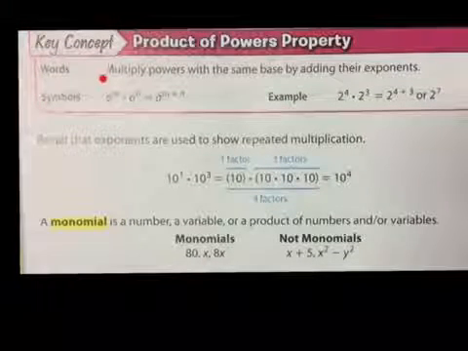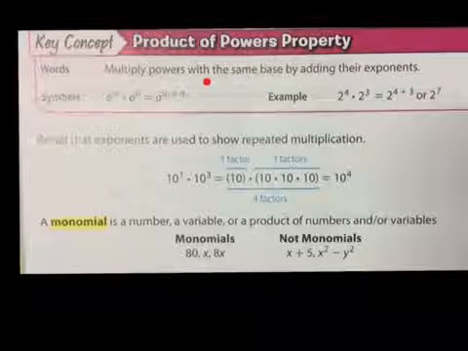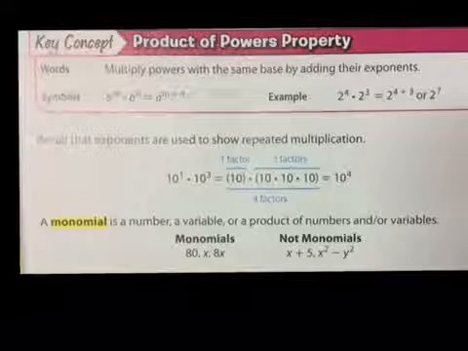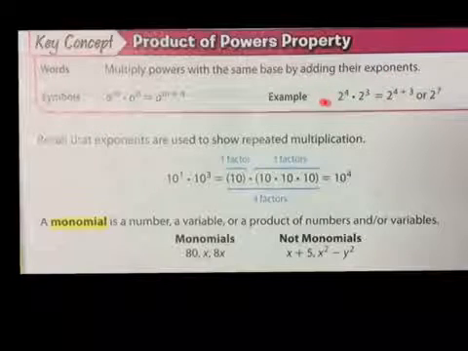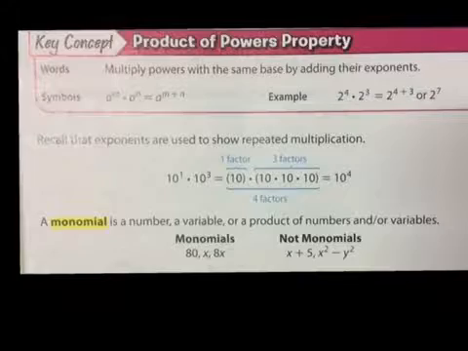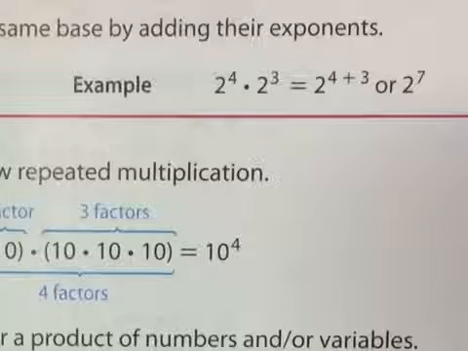Now, a key concept for today. When we multiply powers with the same base, as you can see here, we add the exponents. So for example, you have 2 to the power of 4 times 2 to the power of 3. We actually add the exponents, so it's 4 plus 3, which equals 2 to the power of 7. Makes sense, right? Because really what you have is this.